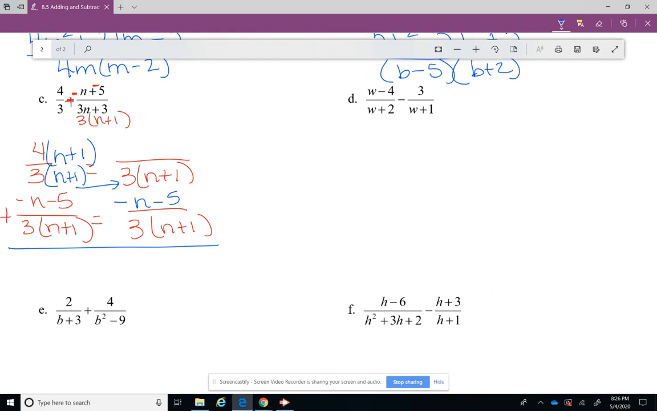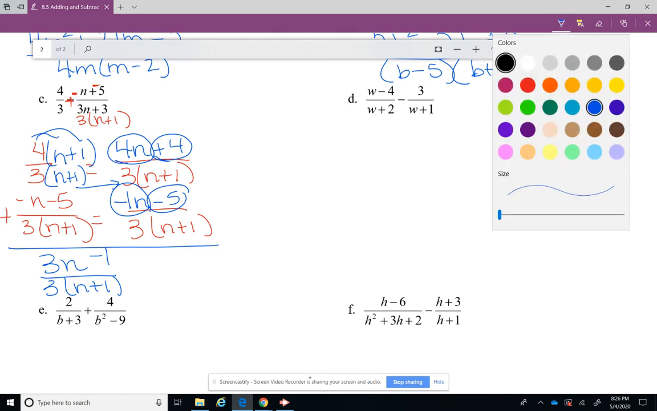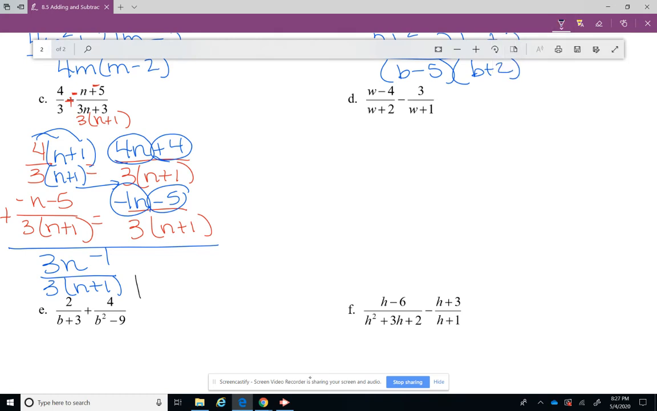All right, we're going to distribute the 4. So 4 times n is 4n, and 4 times 1 is 4. Now we're going to combine like terms. 4n minus 1n is going to give me 3n, and 4 minus 5 is going to give me -1, all over 3 times n plus 1. Okay, that's your answer.